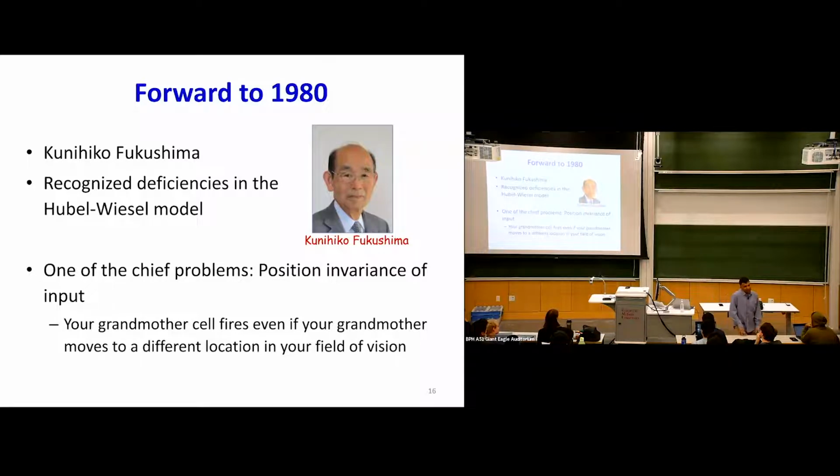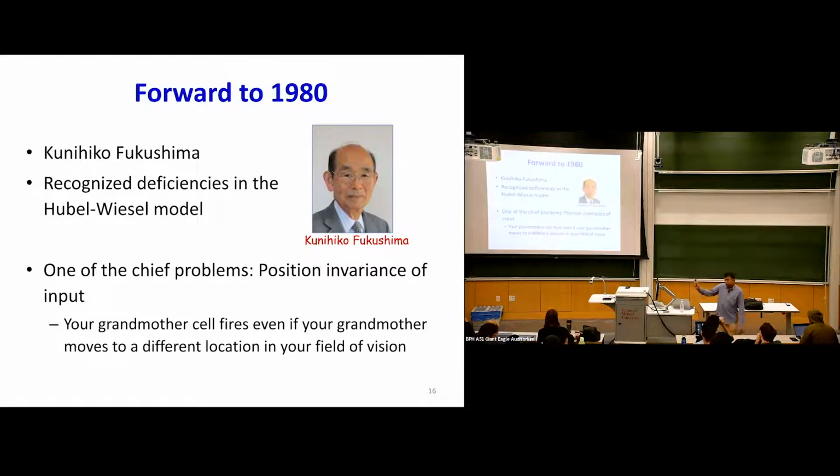It turns out that every one of us has these individual cells that respond to specific things. We have a cell that's going to respond anytime we see our grandmother. But the thing is, this cell will respond regardless of whether your grandmother is in front of you or out to the side. It responds to the presence of grandma and not to the position of grandma. And that's something that Hubel and Wiesel's model didn't really fully capture.